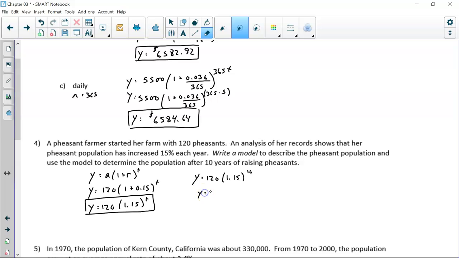So you get 485.47. Now, we're talking about living creatures. We don't want 0.47 of them, so we're just going to round down. So we're going to have about 485 pheasants.